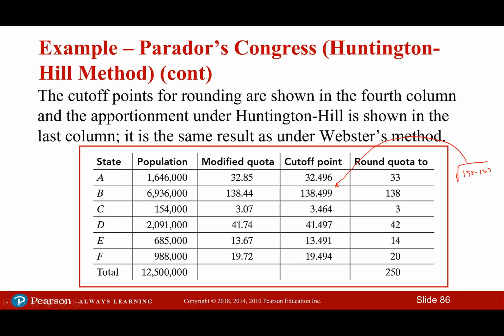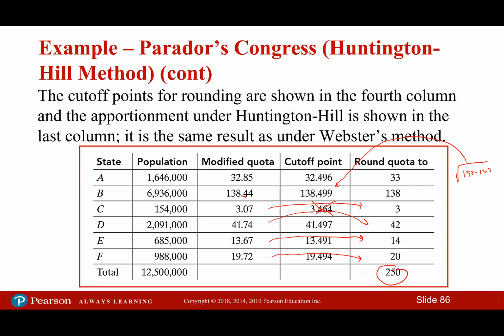3.07, don't need to do this number. Don't do this number because it's not needed. The only time you do the number is when you have that little 4 in your tenths place. Otherwise, it's going to round exactly like Webster. So 0.74 directly, there it is, 42. That's going to be a 3. That's going to be 13.67, which rounds up to 14. And 19.72 goes to 20. And add these up, and you're good to go.